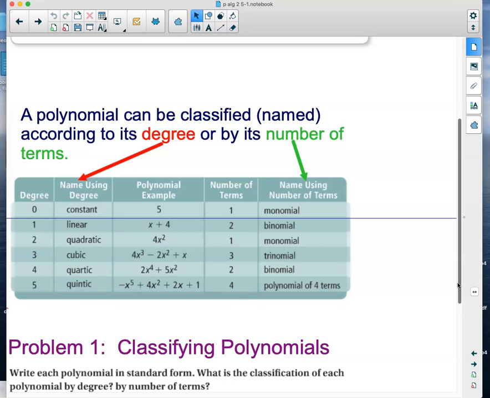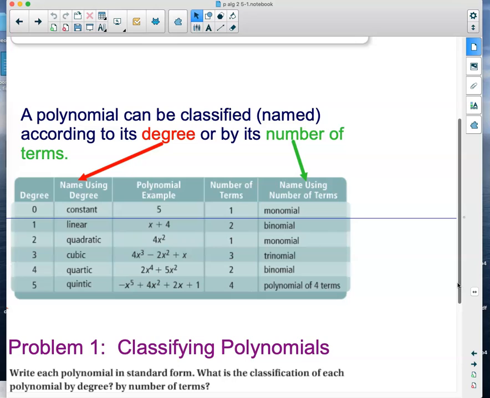0 degree is a constant, 1st degree is linear, 2nd is quadratic, 3rd is cubic, 4th is quartic, and 5 is quintic. So make sure that you're taking another look at those so that you have at least the degree down to 5 in your memory. And like I said, that's what we'll be testing you on. That would probably be the maximum we would give you anyway, a degree 5 polynomial.